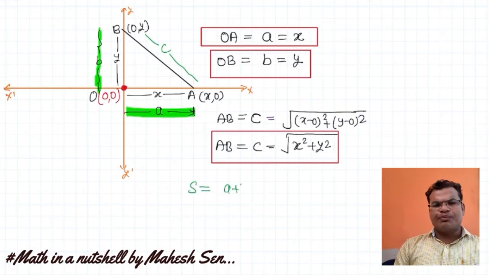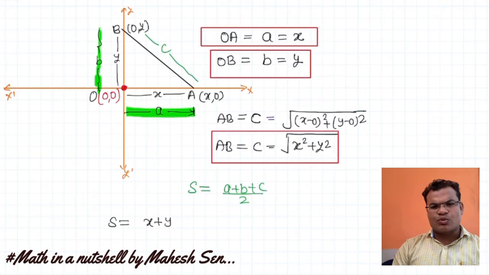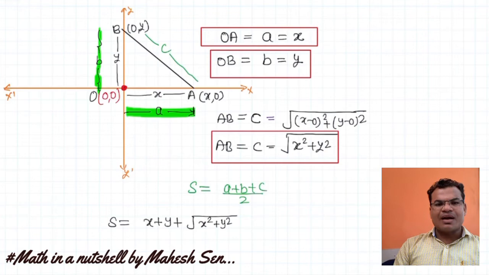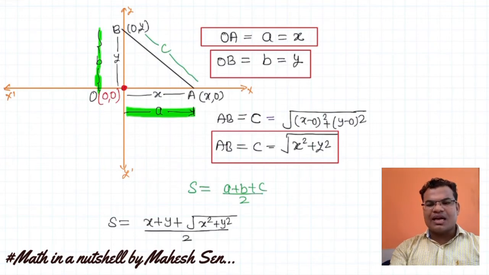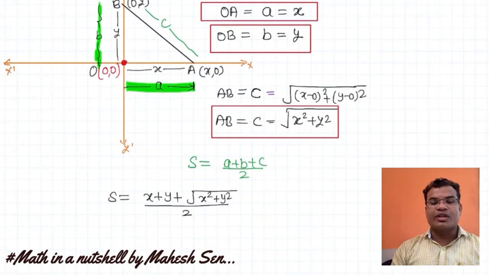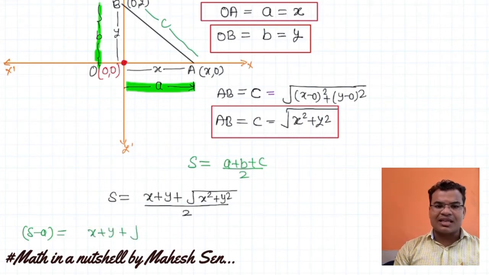We'll put these values in Heron's formula. First we find the semi-perimeter, that is (a plus b plus c) upon 2. So what is a here? x, y, and c is root x square plus y square, whole upon 2. This is the semi-perimeter of the triangle BOA. After this, I'll go with S minus a, S minus b, S minus c, because these are the elements of Heron's formula. So S is (x plus y plus under root x square plus y square) upon 2.